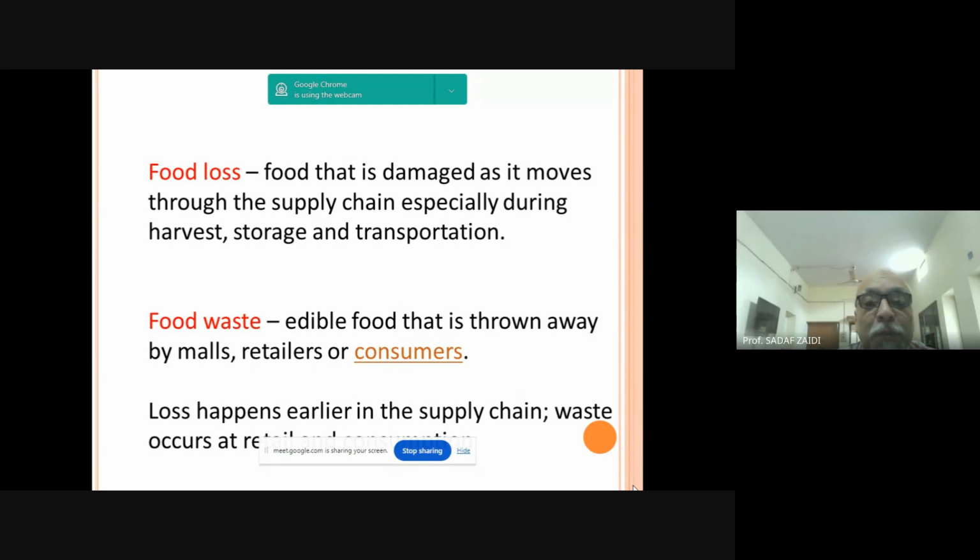So, food loss basically is the food as it moves. Now, the food is produced, the potatoes are produced, harvested, then they go to the cold store, and then they are transported to the consumers, to the retailers, to the malls. In these stages, whatever the losses are, they are the food loss.